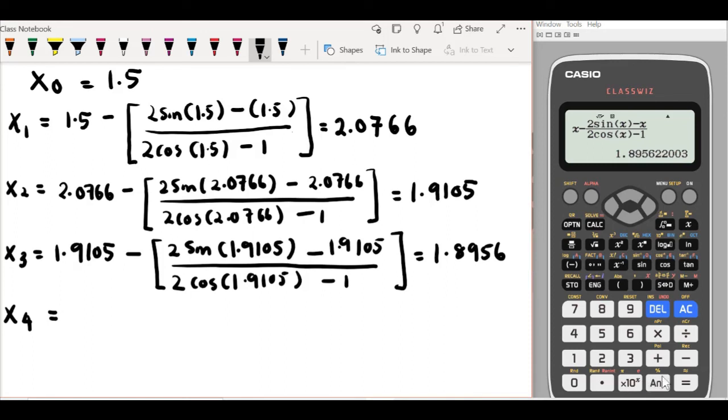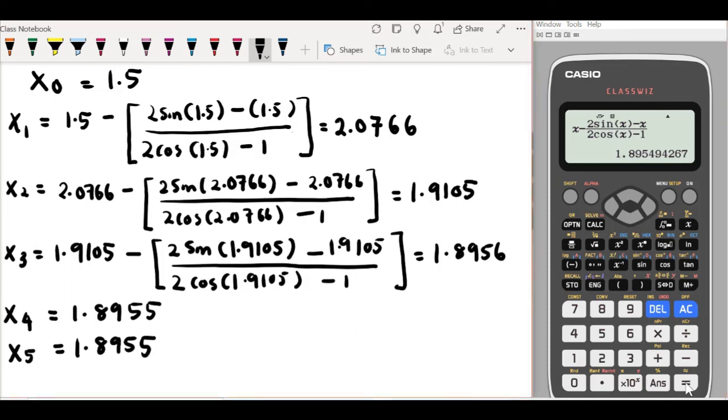Okay, so in order to find the next value, I just repeat the same process. Equal, answer, double equal. So we now obtain 1.8955. Okay, so next value of x, x5. So I put equal, answer, double equal. So here we obtain 1.8955.